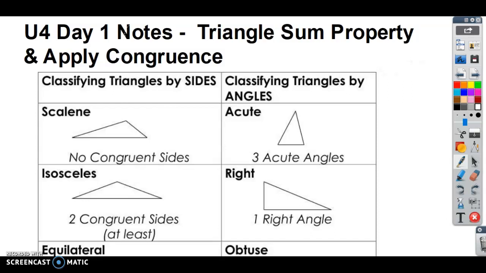Welcome, viewers! We are moving on to Unit 4, which is about basically proving triangles congruent and how to do that. So we're going to start today with what's called the triangle sum property and also applying some congruence. But before we begin, let's first classify our triangles by the sides and also by their angles. This is just review, but I think it's good to do before we start.